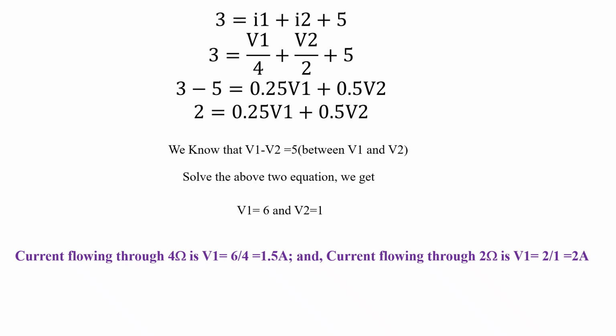As per the circuit given, we got V1 minus V2 is 5, between the nodes V1 and V2. So now we have these two equations. Solve them and we get V1 equal to 6 and V2 equal to 1. But as per the question, they ask for the current flowing through the 4 ohms and 2 ohms. So once again, as per Ohm's law, we know the voltages V1 and V2. Substitute here, and we get the currents 1.5 amps and 2 amps.